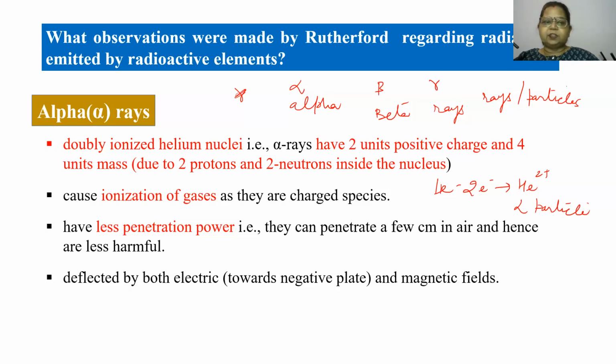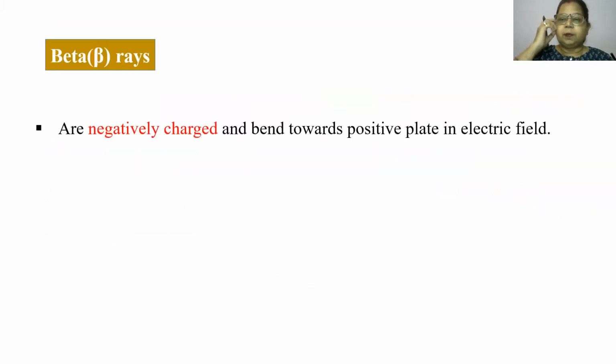So what are alpha rays or alpha particles in a nutshell? The most important point for us to remember is they are the nucleus of helium. They have penetrating power but less than beta and gamma particles, and they show deflection in electric as well as magnetic field. Talking about beta particles, they are negatively charged.